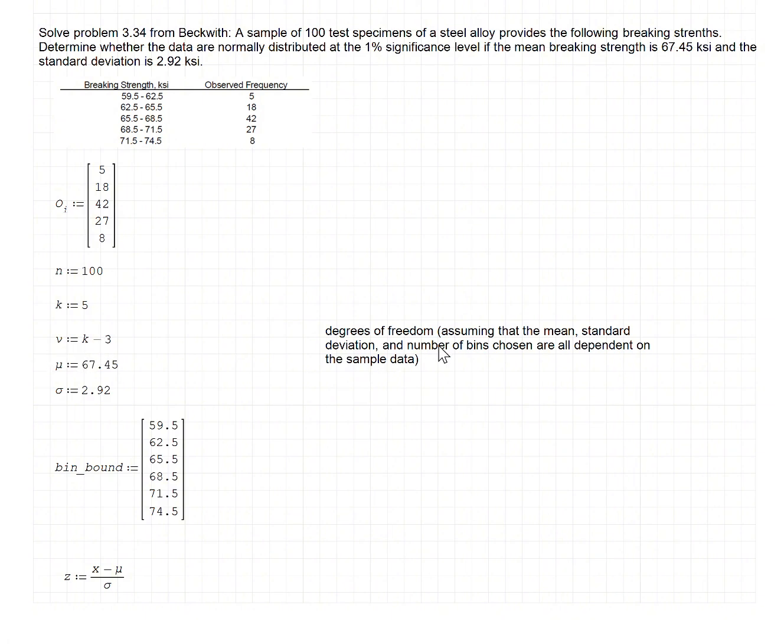And so because we're using sample mean and sample standard deviation and we're choosing from buckets or bins, that means we're going to remove 3 degrees of freedom. So our nu is going to be equal to 2. Our mean and standard deviation are given to us.